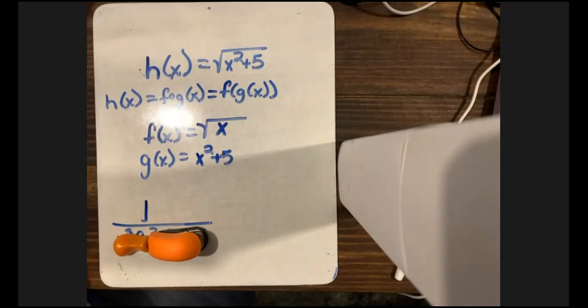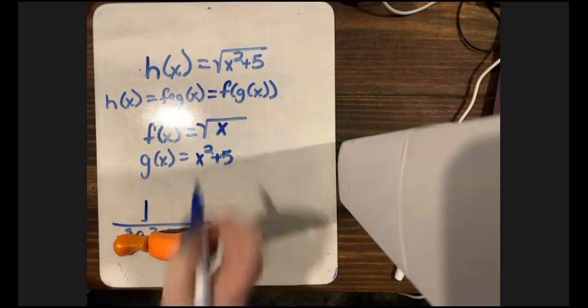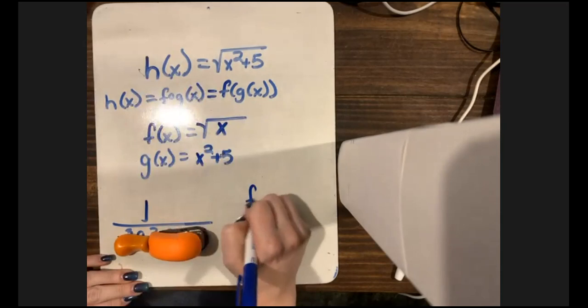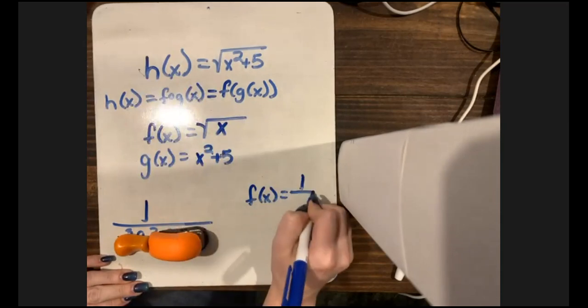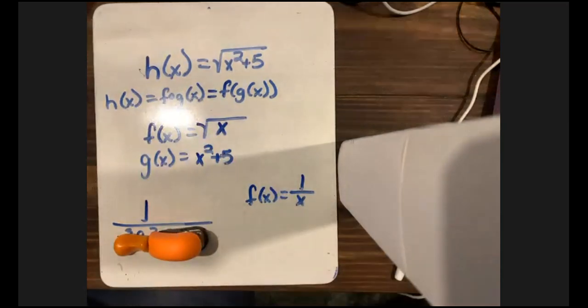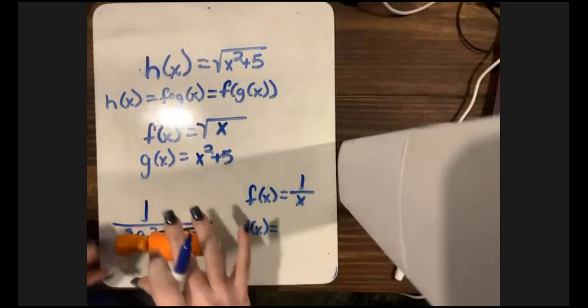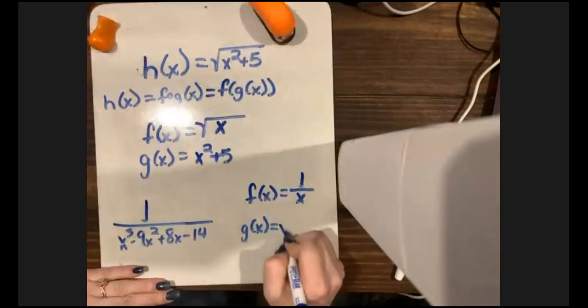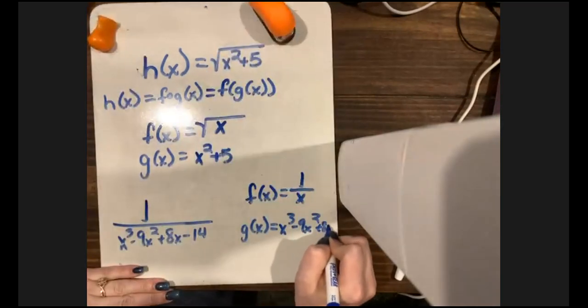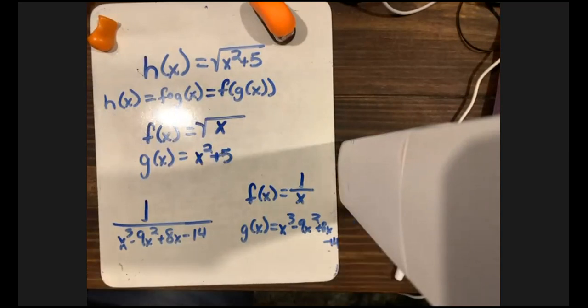It's 1 over orange. Fine. If I'm still doing this same setup, 1 over orange, g of x is now all of this orange stuff. So g of x is now all of this big monstery thing underneath. And again, it's not required that that's the only way.